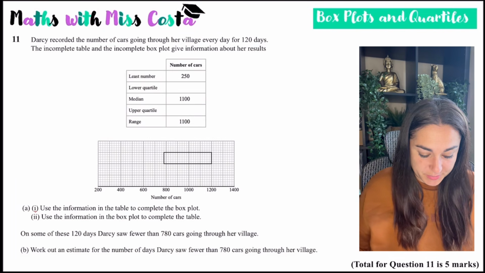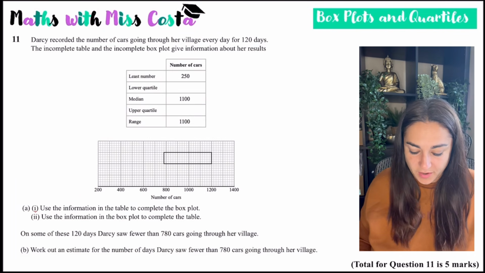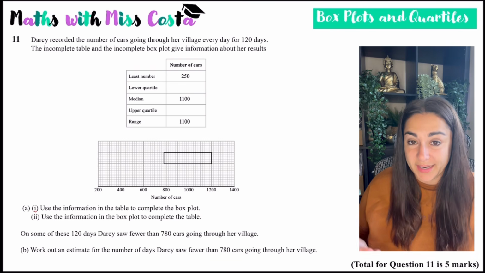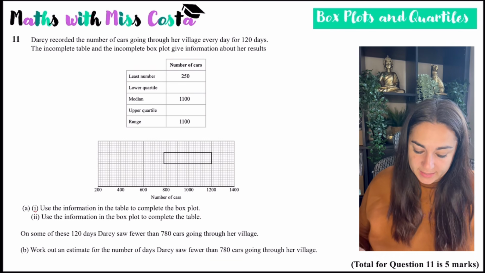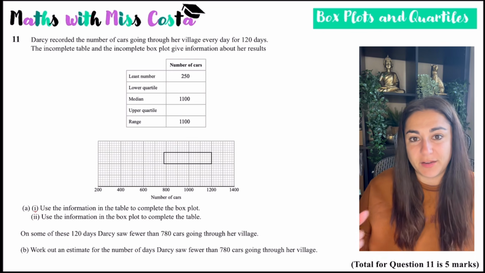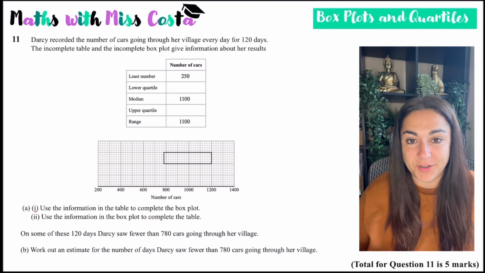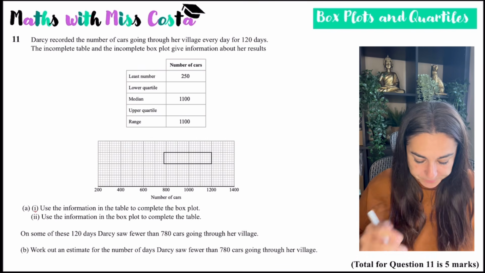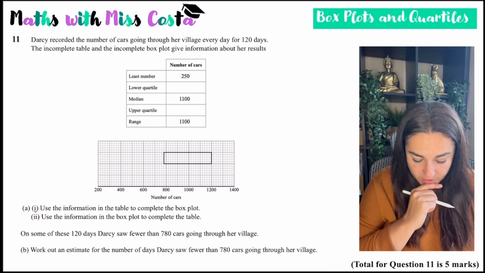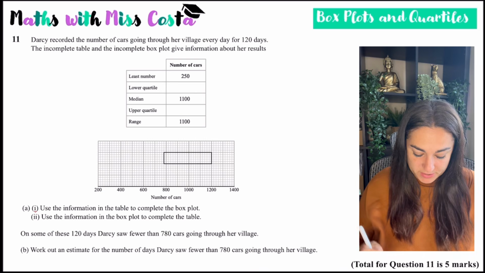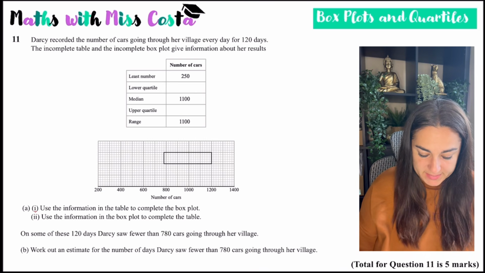Okay, in this question, I'm told that Darcy recorded the number of cars going through her village every day for 120 days. Now I've got an incomplete table and an incomplete box plot, which give me information about her results. So the box plot's going to give me some of the information that I can use to fill in the table and vice versa. So part 1 is to use the information in the table to complete the box plot. Part 2 is use the information in the box plot to complete the table.